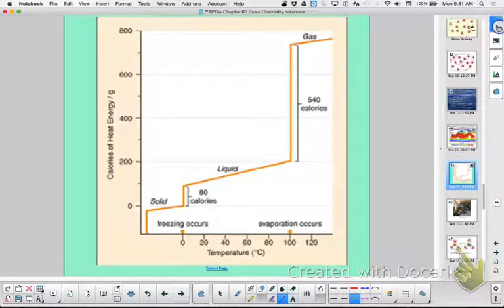Okay, I'm jumping in. High heat of vaporization. This is where you see a big jump. It takes a lot of calories, a lot of energy, before it goes from a liquid to a gas. High heat of vaporization. It takes a great deal of energy before water will evaporate. H bonds hold the water together as a liquid.